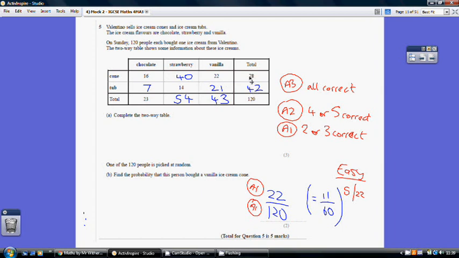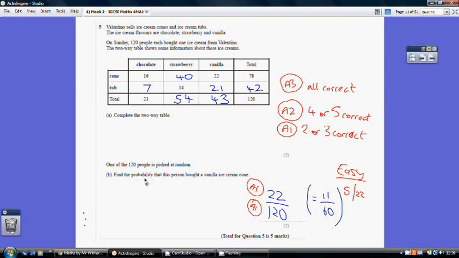So you can just fill in the gaps by adding or subtracting. Now part B, one of the 120 people is picked at random. Find the probability the person bought a vanilla ice cream cone. So the vanilla cone is 22 people, 22 out of 120.